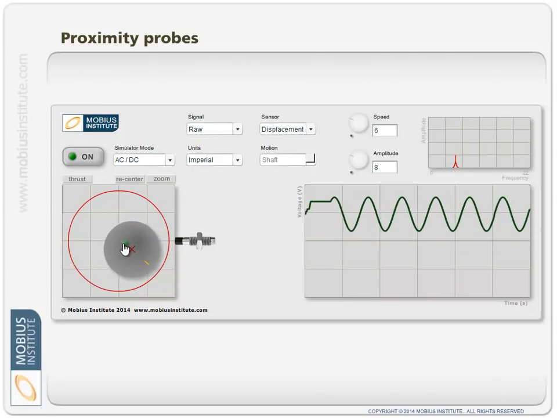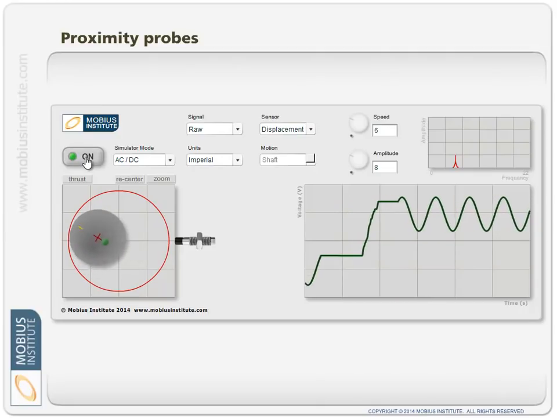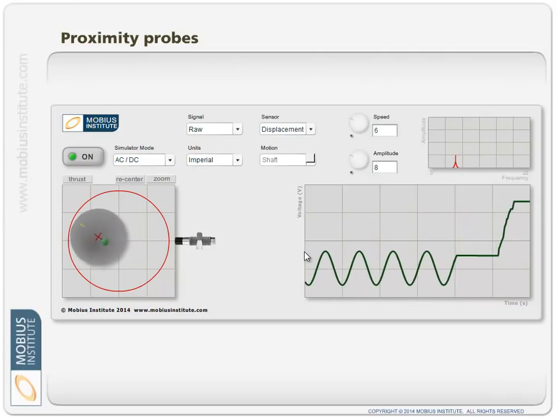And if we do the opposite and just move it down over here, so now the same motion is occurring further away from the probe, we have again this nice sinusoidal signal, but it is offset differently. And that's why when we use proximity probes, we use the signal in two different ways.